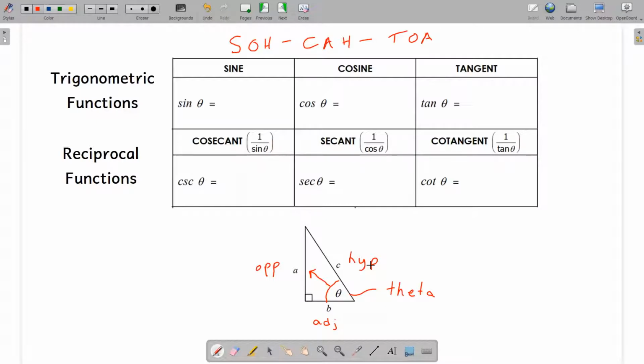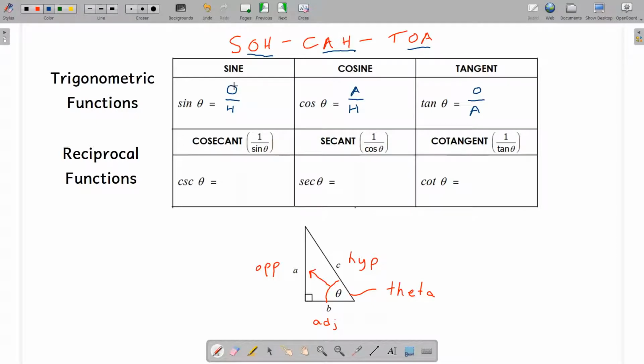So sine is the opposite side over the hypotenuse. Cosine is the adjacent side over the hypotenuse. Tangent is the opposite side over the adjacent side. I'm going to rewrite this O because it looks horrible. So that's really what SOHCAHTOA is helping you remember. It's helping you remember which sides go with which trig functions.